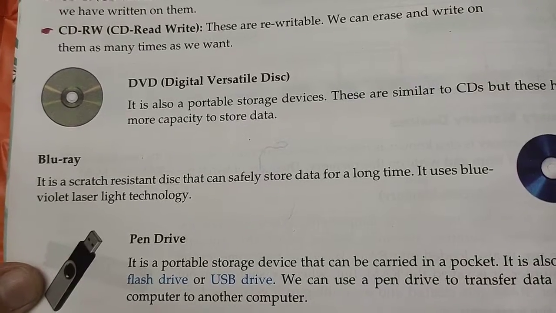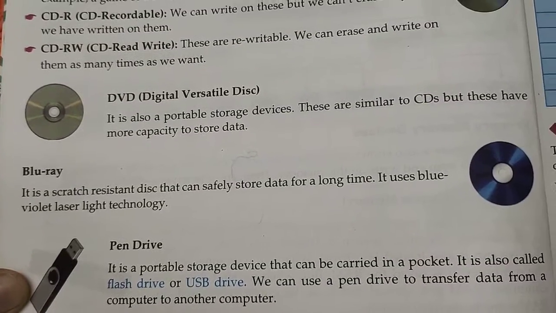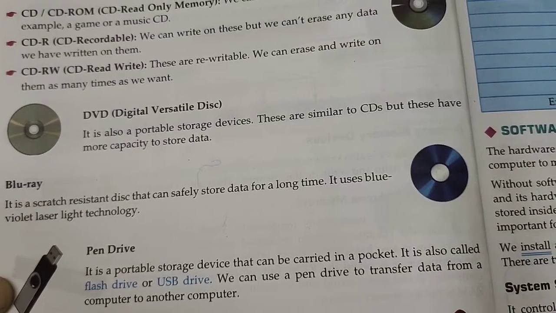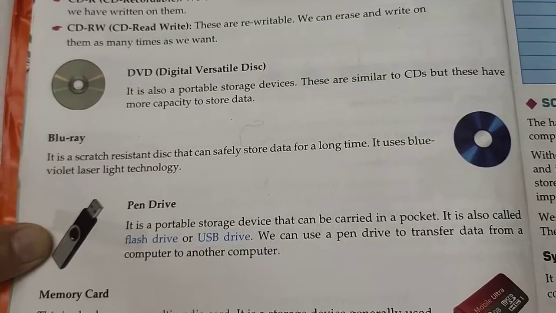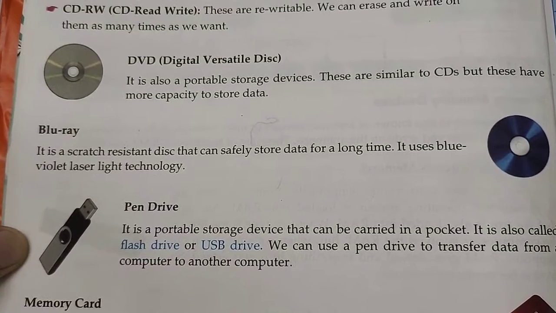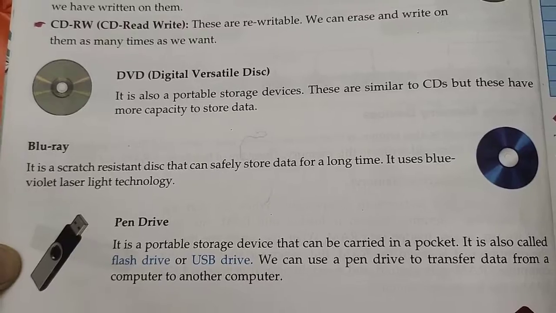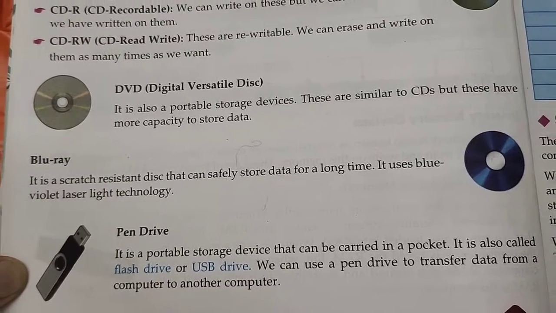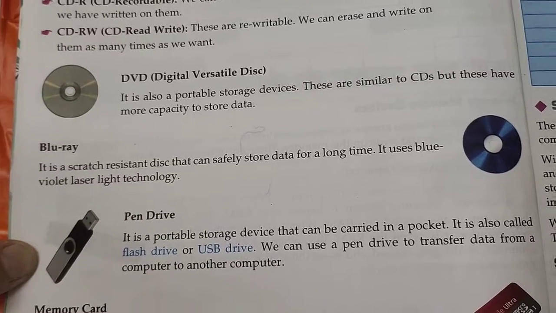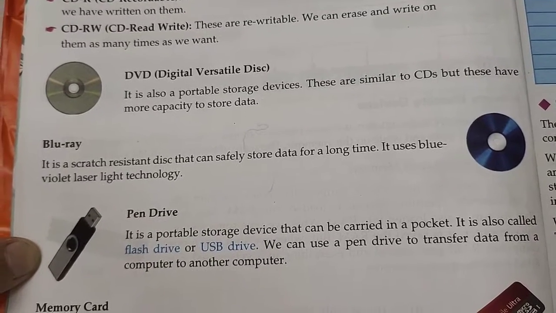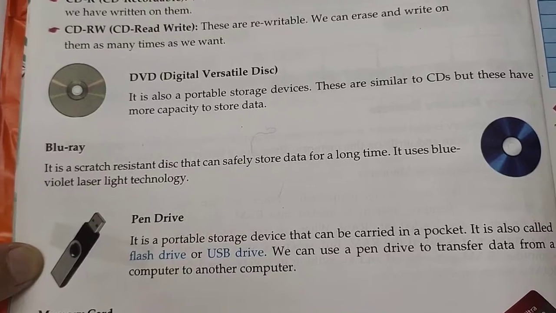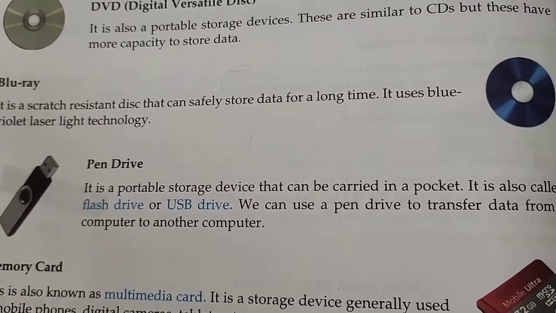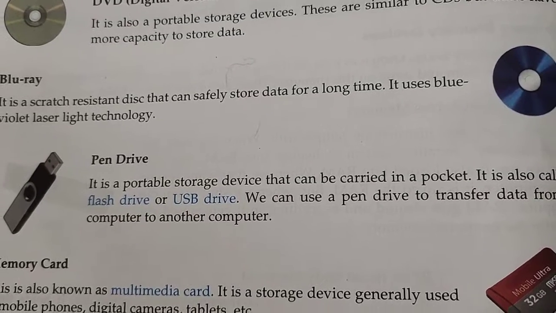DVD, digital versatile disk. It is also a portable storage device. It is similar to CD, but it has more capacity than the CD. Blu-ray is a scratch resistant disc, a scratch proof CD disc. It is a type of CD and DVD only, but it is scratch proof. If we have any scratches on a CD or DVD, we can't play it, but on Blu-ray that doesn't happen. It is scratch proof, and the storage capacity is more than CD and DVD.